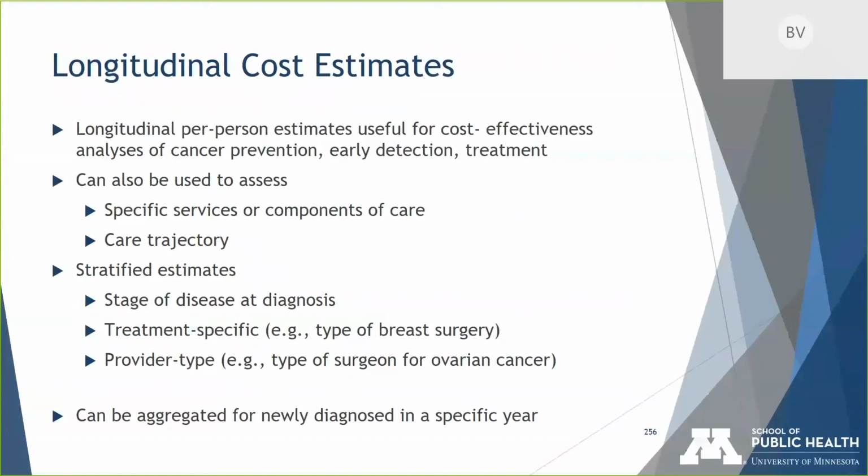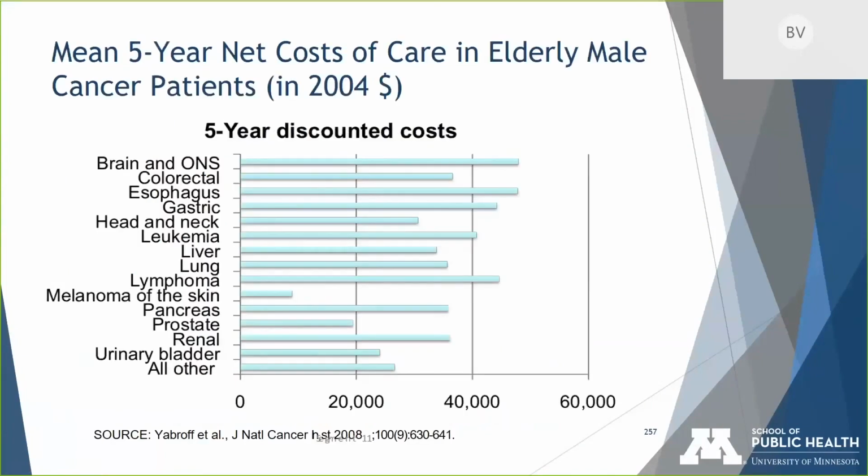Oftentimes people will want to use them for cost effectiveness analysis of cancer prevention, early detection, or treatment. You can, again, look at specific services or components of care. You can assess the care trajectory in relation to cost. You can stratify estimates by stage, the type of treatment that's received, the type of provider, type of surgeon, for example. You can also look at anyone who was newly diagnosed in 2010 versus everyone who was newly diagnosed in 2015. So the SEER-Medicare data are well suited for stratification.